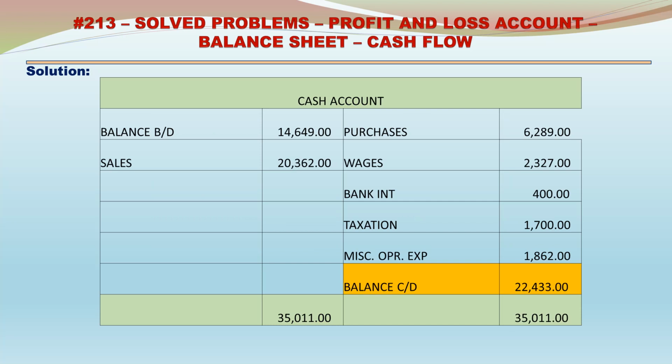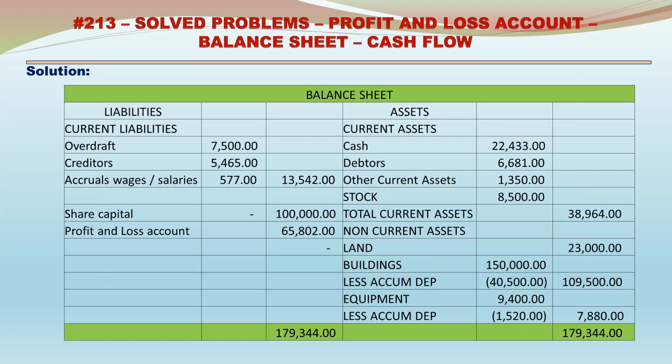Balance brought down 14,649. Sales 20,362. Total receipts 35,011. On the credit side, expenses: purchases 6,289. Wages 2,327. Bank interest 400. Taxation 1,700. Miscellaneous operating expenses 1,862. Balance cash carried forward 20,433.